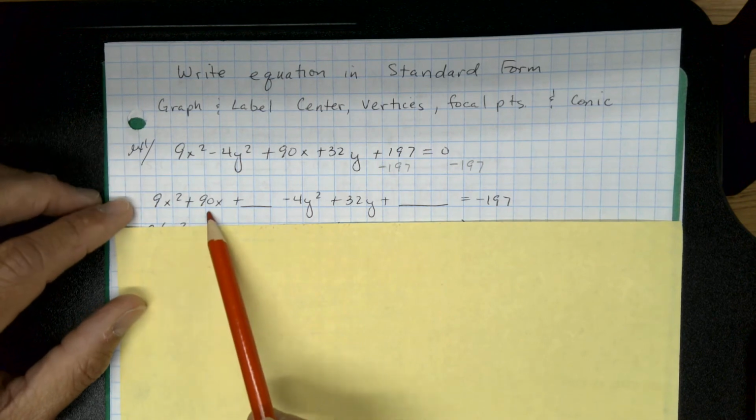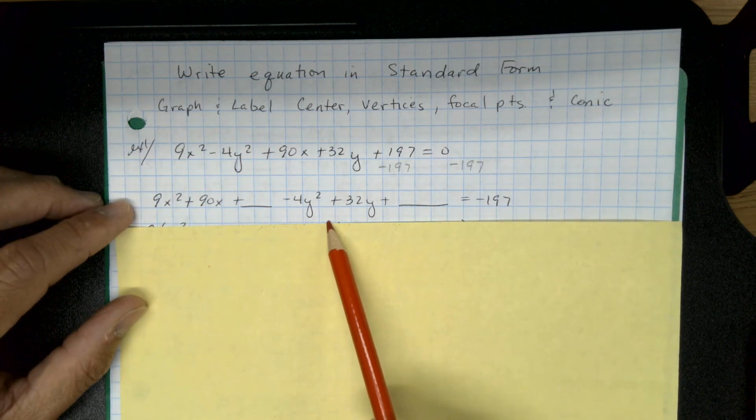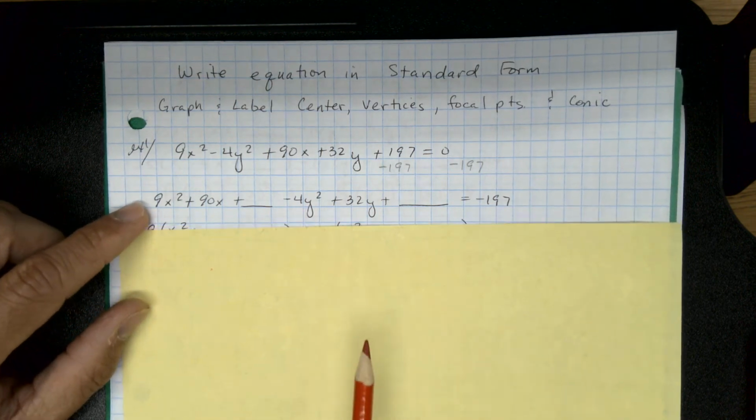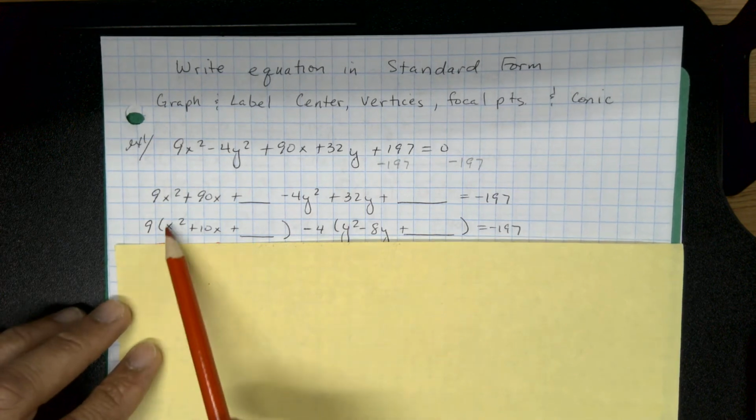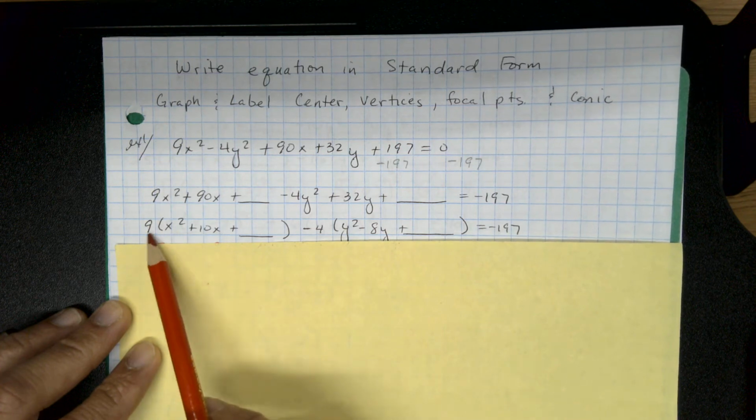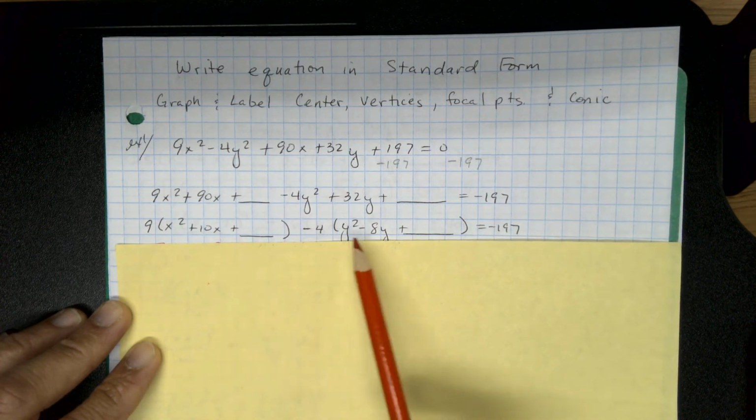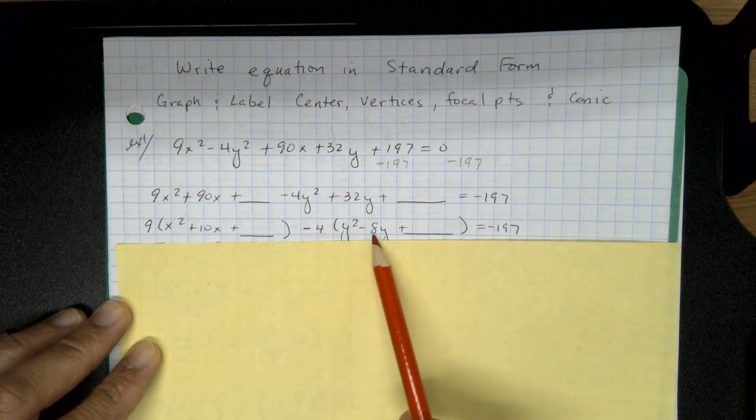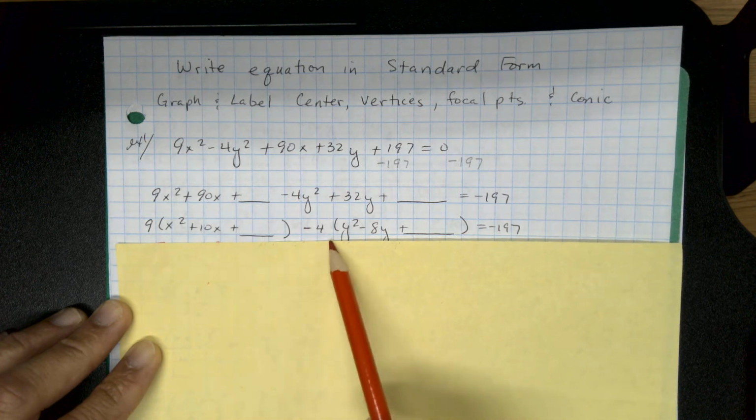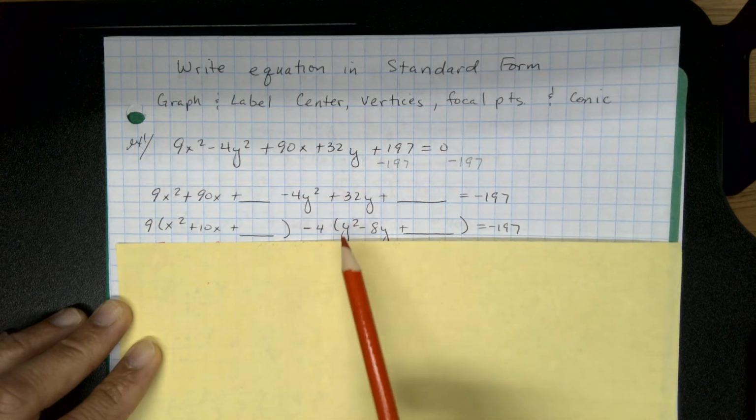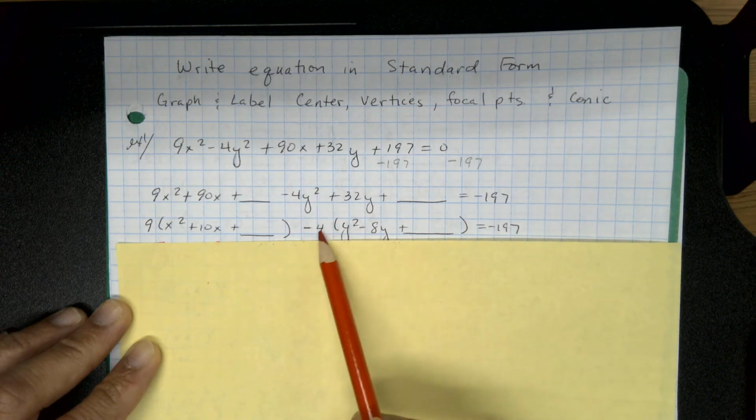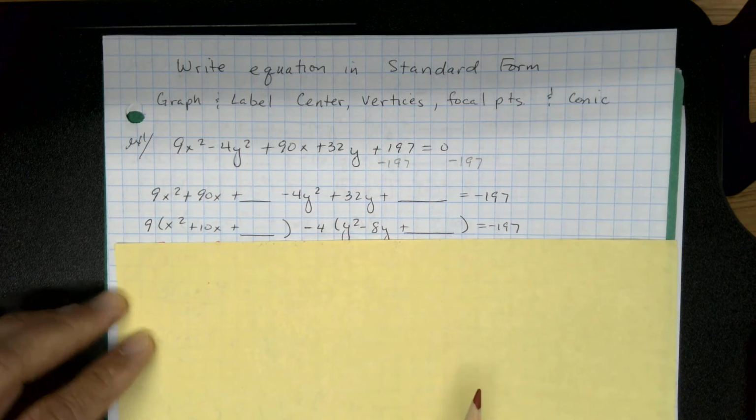So I grouped all the x's together, just like what we did in section 8.2 for the ellipse. After that, make sure the coefficient of the quadratics is 1. So we factor out a 9. We factor out a negative 4. So when we factor out a 9, this is now x squared plus 10x. This is now y squared minus 8y. If you distribute the 9, you will get back to this. If you distribute the negative 4, you will get back to this. So when we factor out a negative 4, this positive now becomes a negative, because a negative times a negative gets us back to the positive.